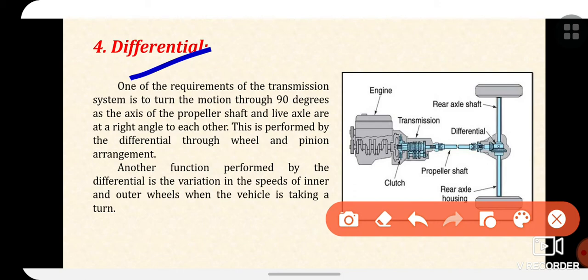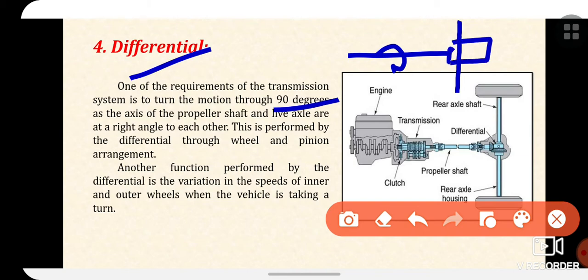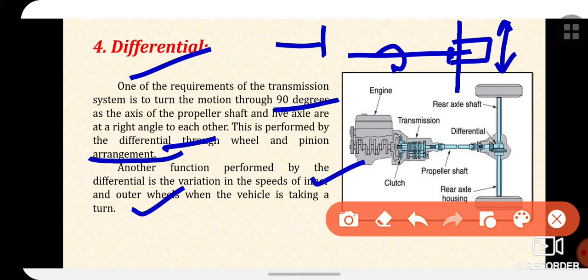One of the requirements of the transmission system is to turn motion through 90 degrees, as the axis of the propeller shaft and the live axles are at right angles to each other. So you observe the propeller shaft and the rear axle are perpendicular to each other. The rotation of the propeller shaft gives power to the differential gearbox, and it drives the axle as well as the wheels in a perpendicular manner. This is performed by the differential through a wheel and pinion arrangement. Another function performed by the differential is the variation in the speeds of the inner and outer wheels when the vehicle is taking a turn.